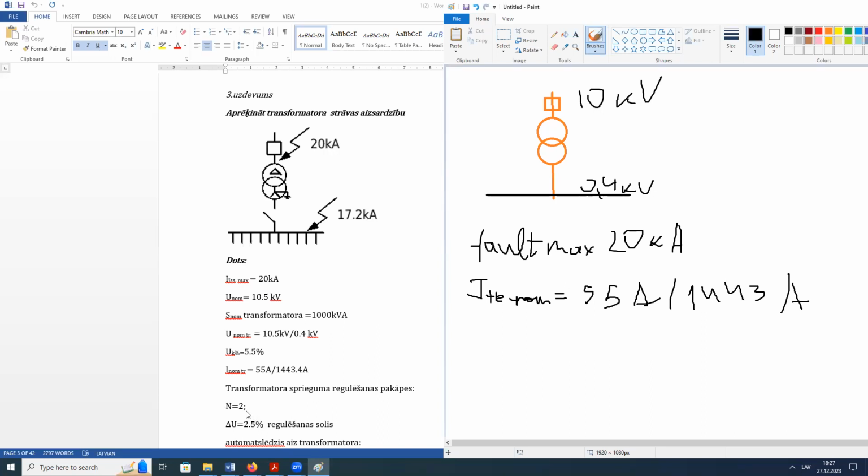What is important to know for this task is the transformer tappings. The step number is 2, and each step is 2.5%. What does it mean? Two taps of 2.5% means plus minus 5%. For one tapping it is 2.5 percent, and for two tappings we could increase or decrease by 5%.